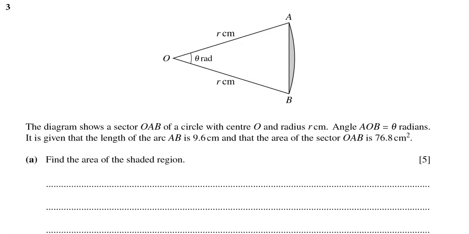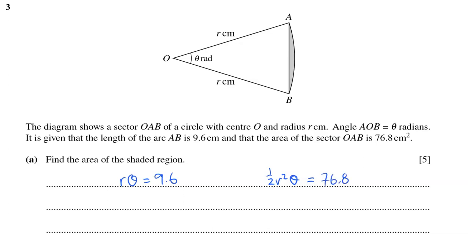So we have to use the information that we're given to try and work out what the radius is and what the angle is. So using our knowledge of sectors and radians, we would say that the arc length, which is r times theta, is equal to 9.6. And the area of the sector is a half r squared theta, and that equals 76.8.